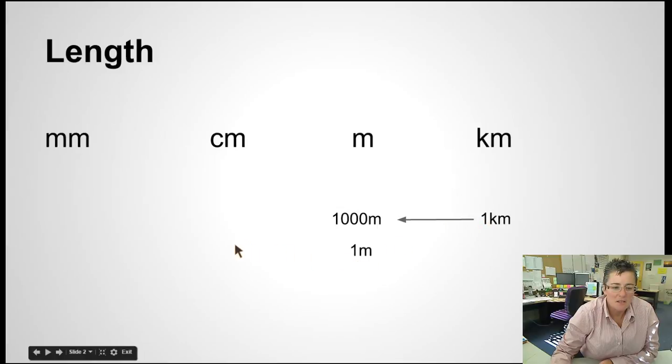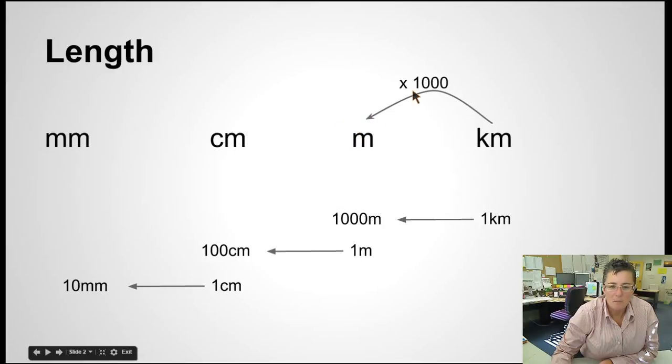To go from meters to centimeters, there's 100 centimeters in 1 meter. And to go from centimeters to millimeters, there's 10 millimeters in a centimeter. So a quick way to remember how to do this, if we're going from kilometers to meters, we multiply by 1,000, just like we did down here. If we're going from meters to centimeters, we multiply by 100. If we're going from centimeters to millimeters, we multiply by 10.